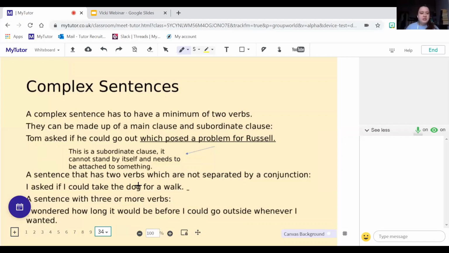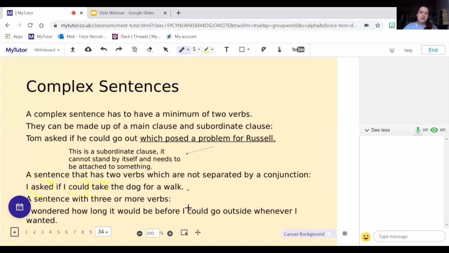You could also have 2 verbs that aren't separated with a conjunction. So I asked if I could take the dog for a walk. So I asked, so we've got asked and take. Could is a modal auxiliary verb here, but it attaches to take, so we don't need to worry about that.